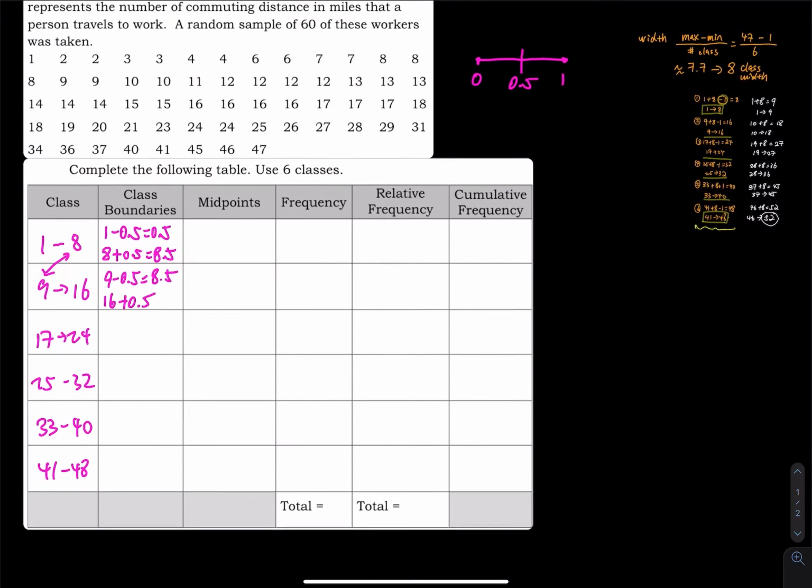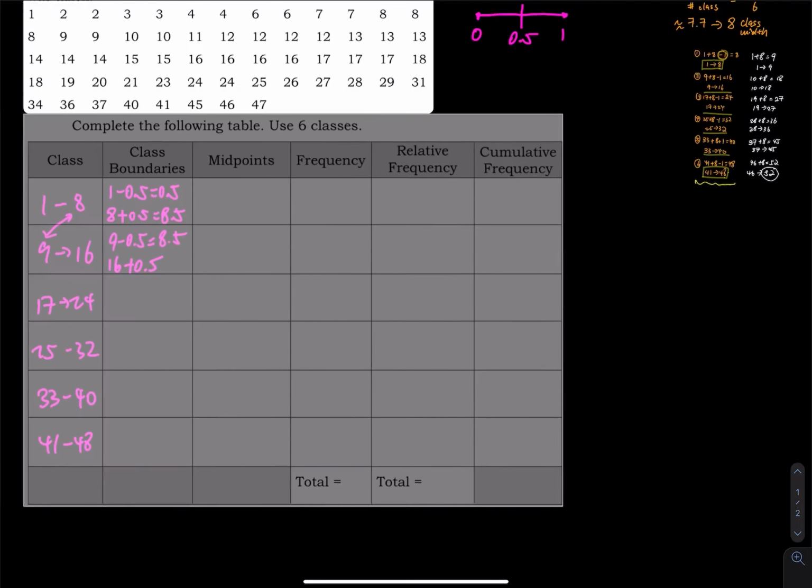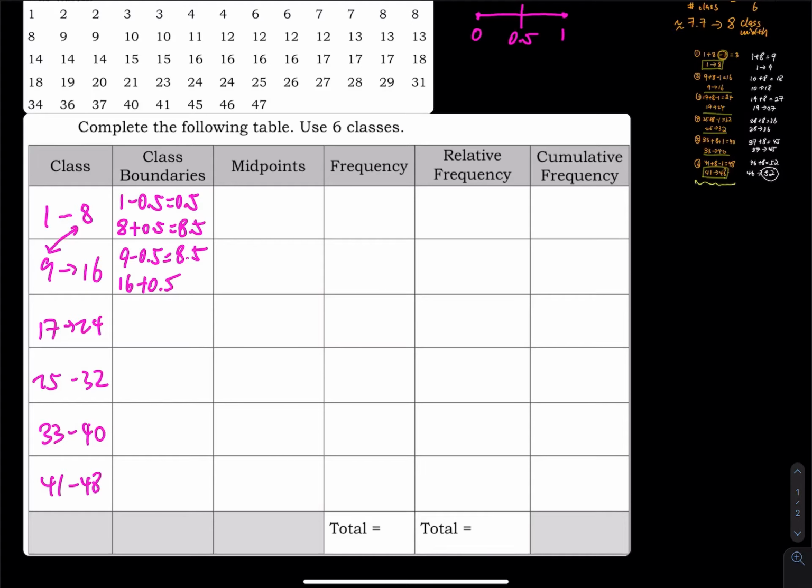Can I make this even bigger? Because that must be big enough. That equals 16.5. And then the rest, 17 minus 0.5, 16.5. 24 minus 0.5, 24 plus 0.5. And then 25 minus 0.5, 32 plus 0.5. 33 minus 0.5, 40 plus 0.5. 41 minus 0.5, and then 48 plus 0.5.